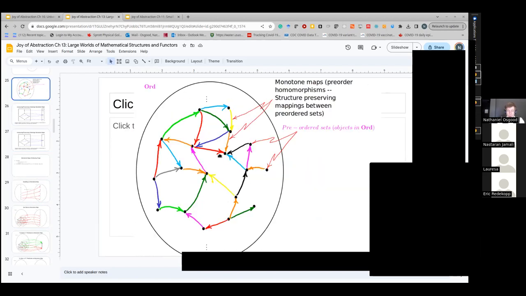Sure. Thank you so much for putting that forward, Nona. That's awesome. So in a category of these posets or pre-orders, I'm kind of glossing over the difference there.